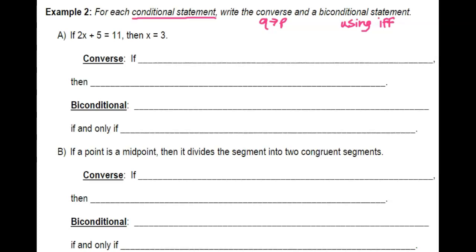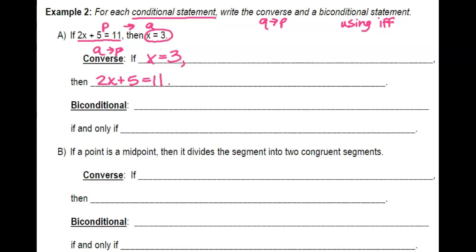So in part A, it says if 2x plus 5 equals 11, then x equals 3. So these are very simple mathematical hypotheses and conclusions. So this hypothesis is 2x plus 5 equals 11. The conclusion is x equals 3. This is P implying Q. Looks like A, but it's a Q, sorry. The converse, where I exchange the hypothesis and the conclusion, is if x equals 3, then 2x plus 5 equals 11, period.